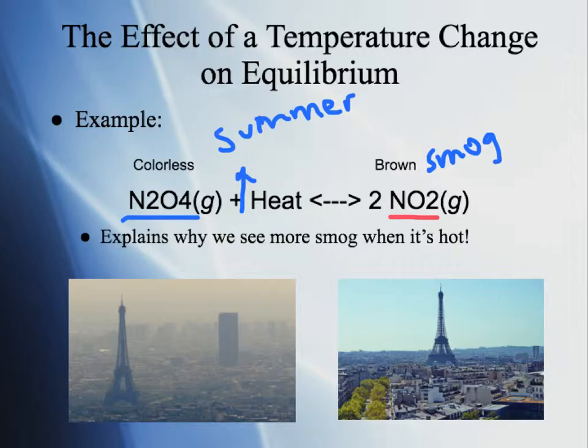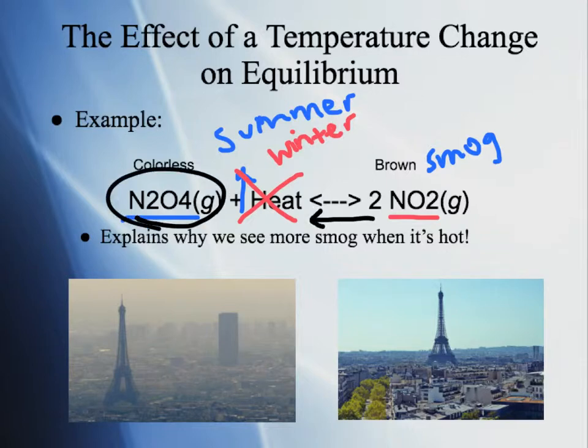Now, on the other hand, during the winter months, it's cooler. That means we're decreasing the heat. What happens if we decrease the heat? Well, this reaction is going to shift left. It's going to shift to make more colorless gas in our atmosphere, and so the smog, quote unquote, goes away. Basically it just shifts back to N2O4, which is a colorless gas. So this doesn't account for all of the smog that we see, but it kind of does account for some of the differences we see in smog levels in the summer versus the winter months.